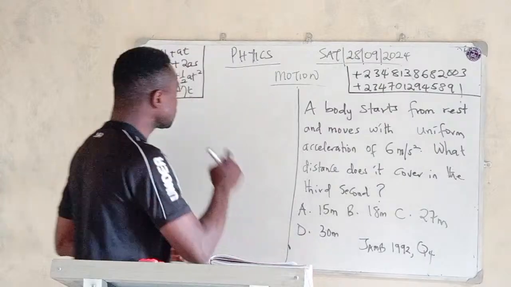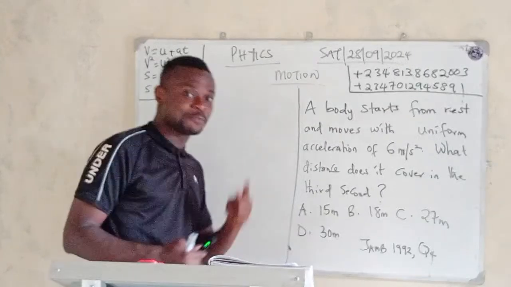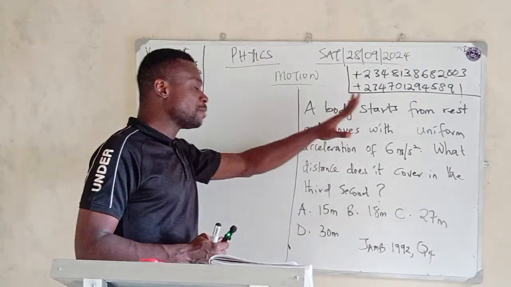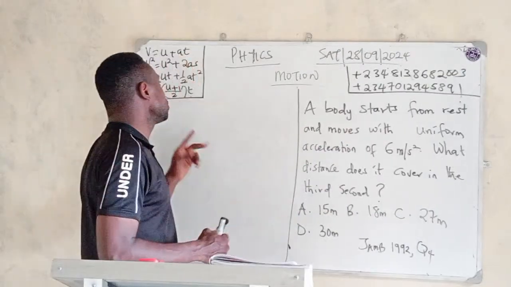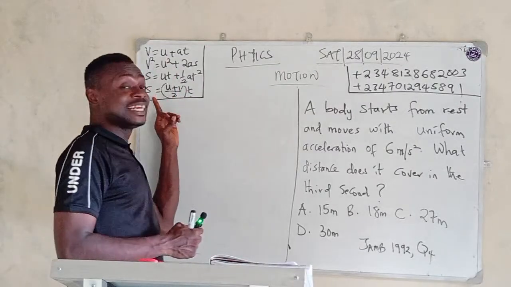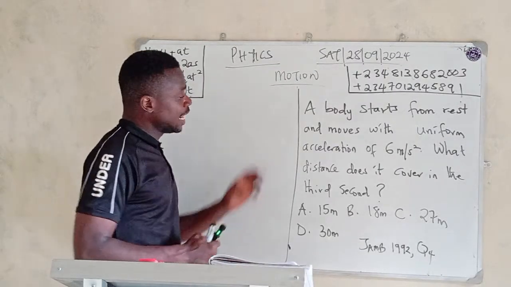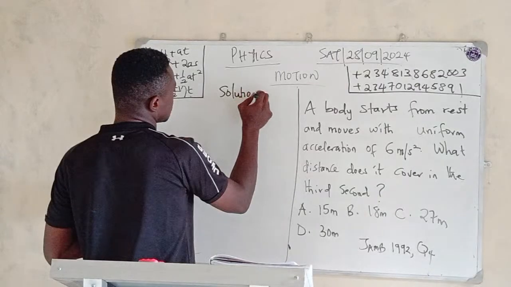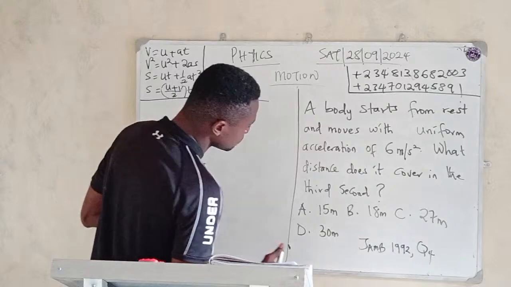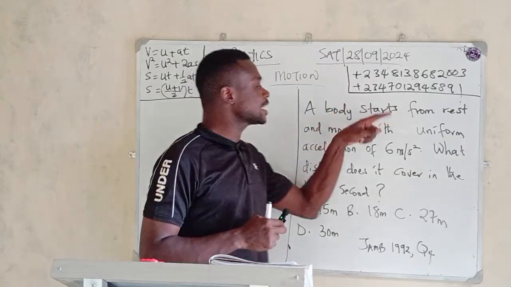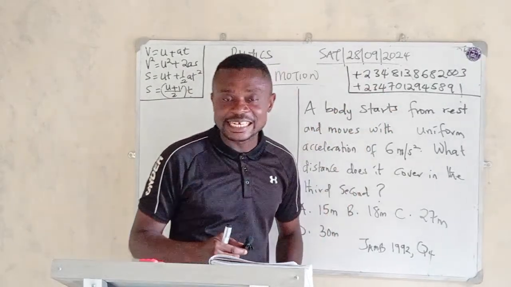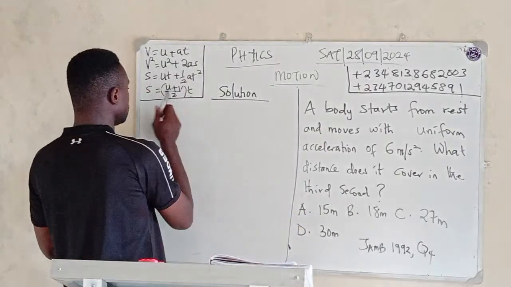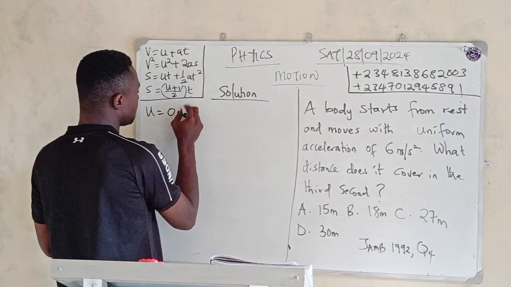Alright, let's go. So let us now find the distance covered in 2 seconds. But before that, I will list the parameters and find out the equation we should use. That's why I didn't clear this equation. We are told that the body starts from rest. That means that the initial velocity is 0. So U is 0 meters per second.